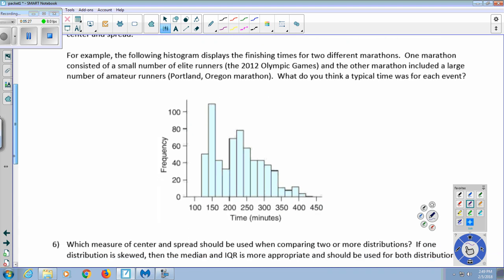For example, the following histogram displays the finishing times for two different marathons. One marathon consisted of a small number of elite runners. The other marathon included a large number of amateur runners. What do you think is a typical time for each? Okay, so our observational unit here are marathon runners.